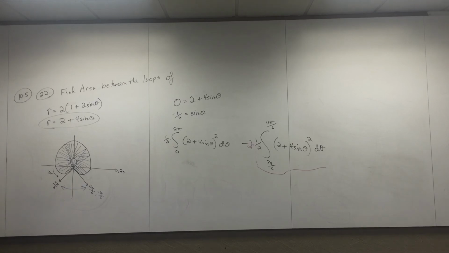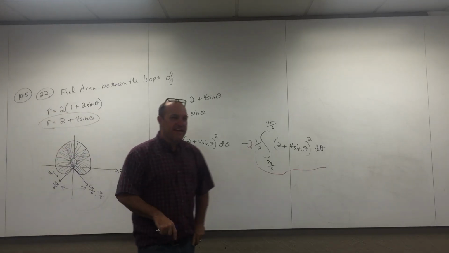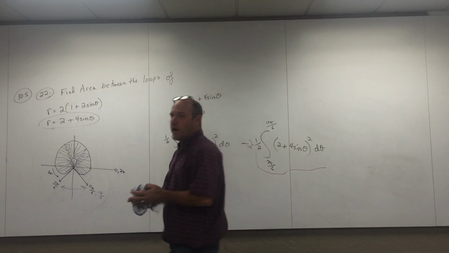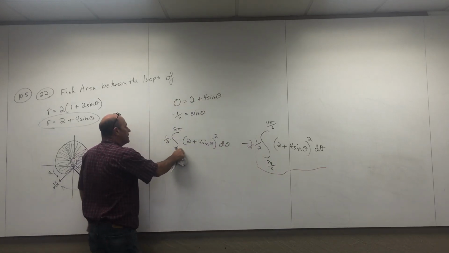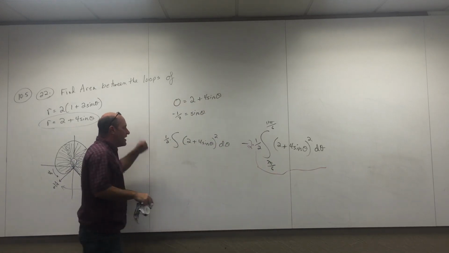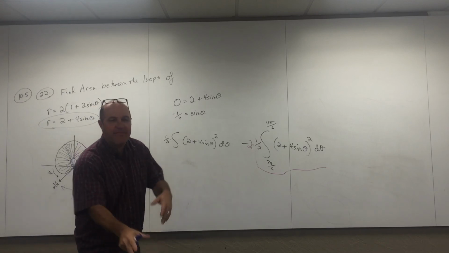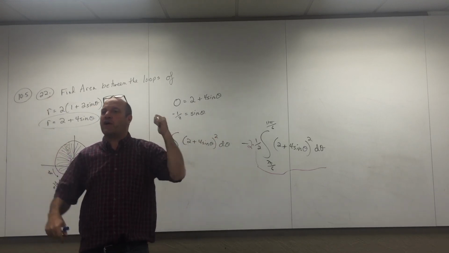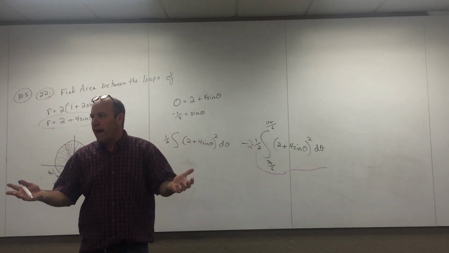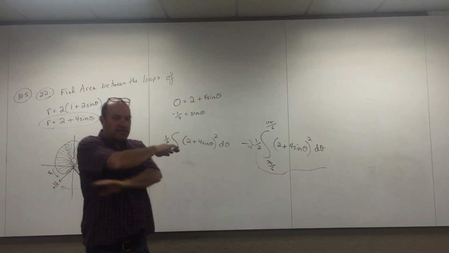So why did you have to go from 0 to 2 pi? Why couldn't we have just gone from negative pi over 6 to 7 pi over 6? Okay, we could have. Maybe that explains it even better. I went from 0 to 2 pi. My thought was let's do the whole thing and subtract the inner loop. But now this is confusing me, so let's start over.